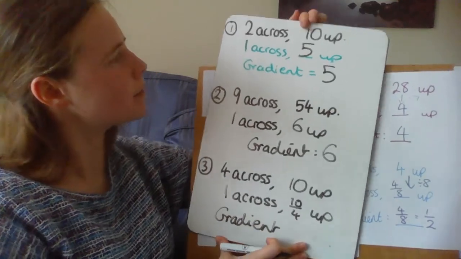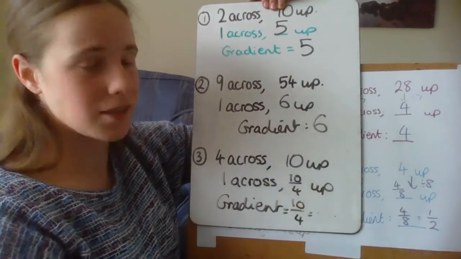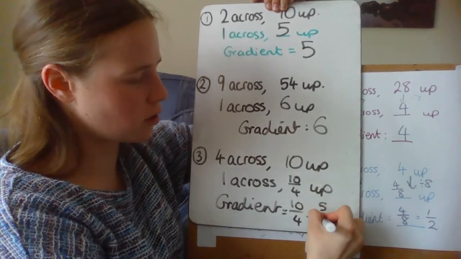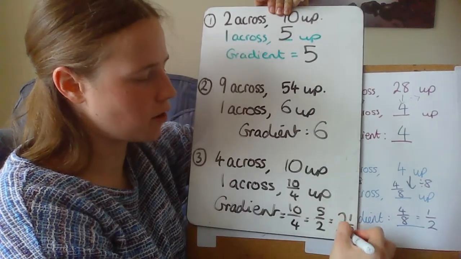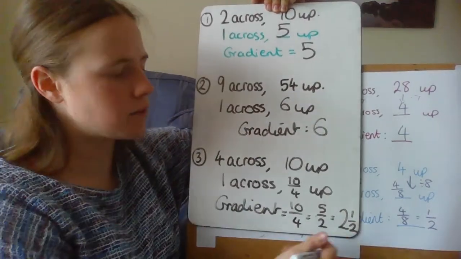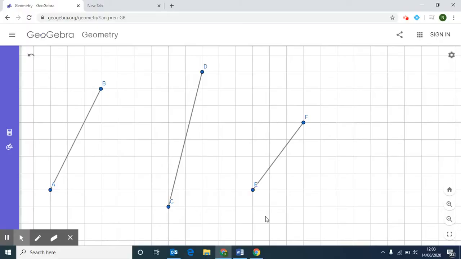Let's hold it up here. So my gradient is 10 quarters, which I can simplify down to 5 over 2, and 5 halves is the same as 2.5, or 2.5. Any of those is correct, but we would normally try and simplify it as much as we could.